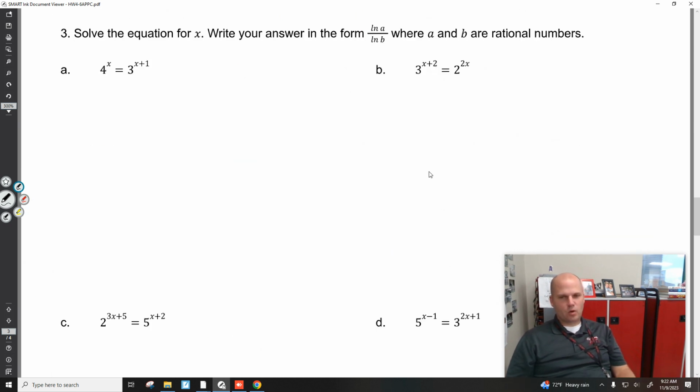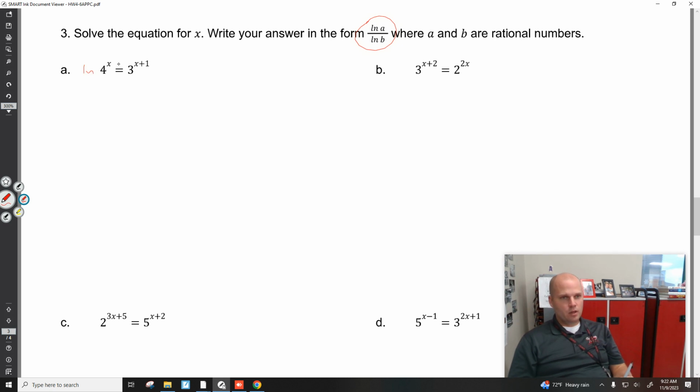These are my favorite questions. They're fun questions. You're going to get some crazy values. 4 to a power equals 3 to a power plus 1. What is x? Neither of these can be written as a base of the other. You can't write 4 as 3 to a power easily. You can't write 3 as 4 to a power easily. Best thing to do is to utilize a logarithm and use logarithmic properties. We want the form of natural log A over natural log B, where A and B are rational numbers.